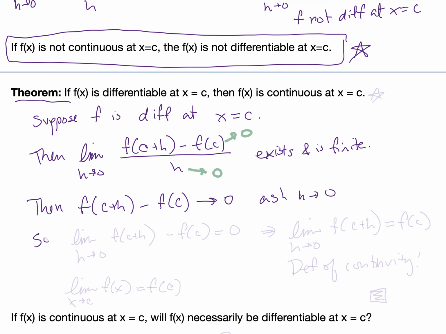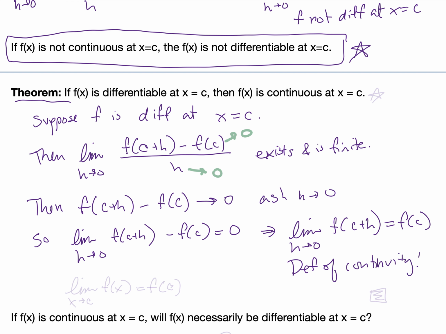And therefore, the limit as h goes to 0 of f of c plus h minus f of c is equal to 0, which implies that the limit as h goes to 0 of f of c plus h is f of c, if we just add f of c to the other side. And this is the definition of continuity. So the definition of continuity is that the limit as x approaches c of f of x is f of c.